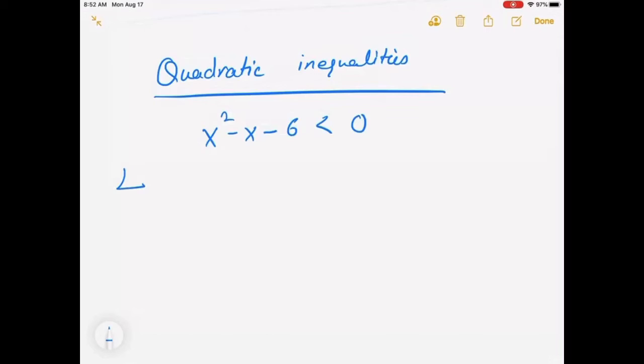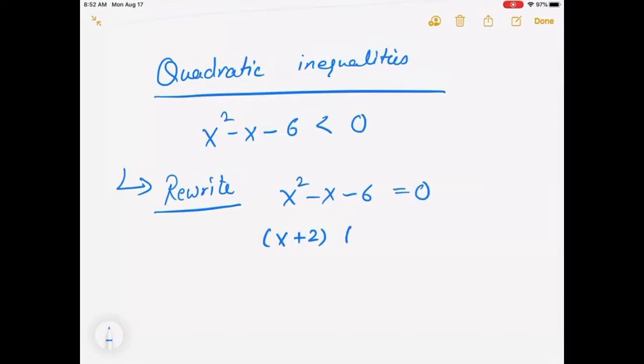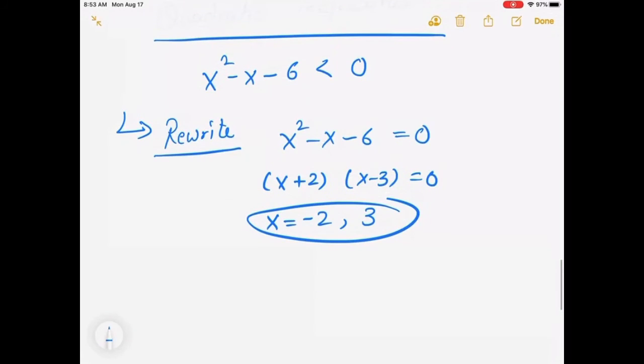So I'm just going to rewrite this first, because it's easier to solve an equation first. So I'm going to write it as an equation. Why? Because it's easier for me to factor an equation instead of an inequality. So once I factor this equation, I have x plus 2, x minus 3, equal to 0. So my answer is going to be negative 2 and positive 3. Okay. But that's not all.